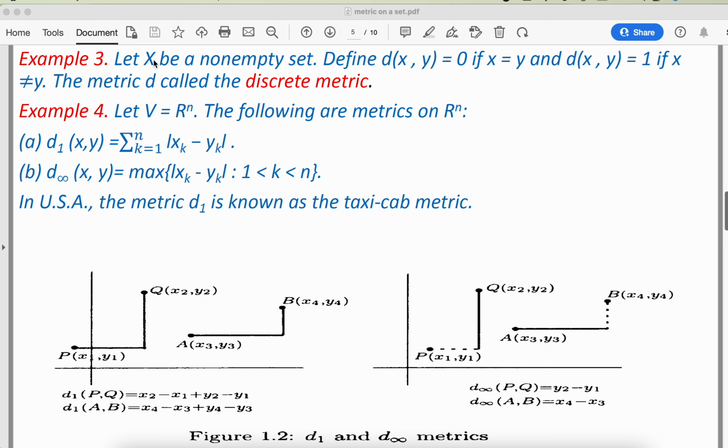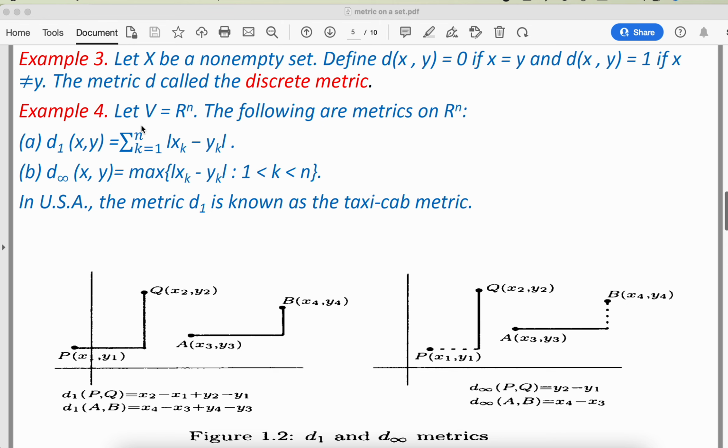One more example. Suppose X is a non-empty set. We define d(x, y) equal to 0 if x equals y, and the distance of x from y equal to 1 if x is not equal to y. And we call this metric a discrete metric. It is easy to see that it satisfies all the properties of a metric.